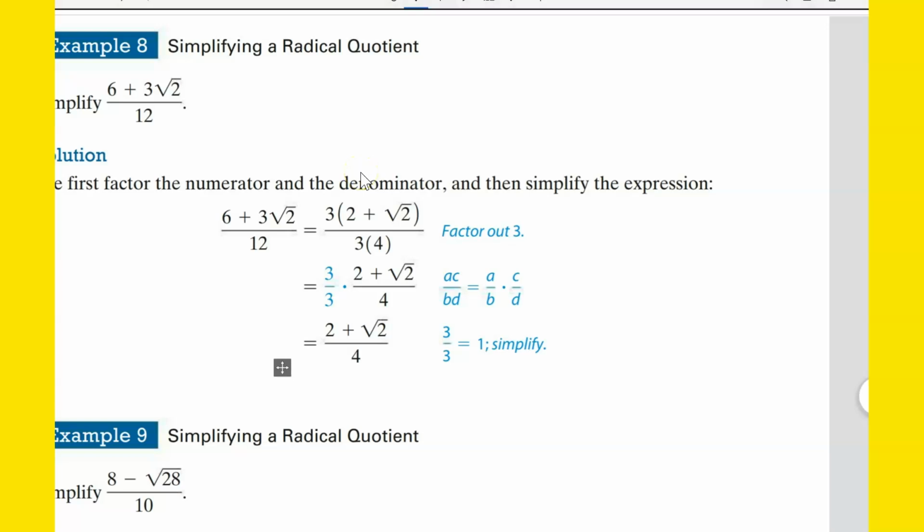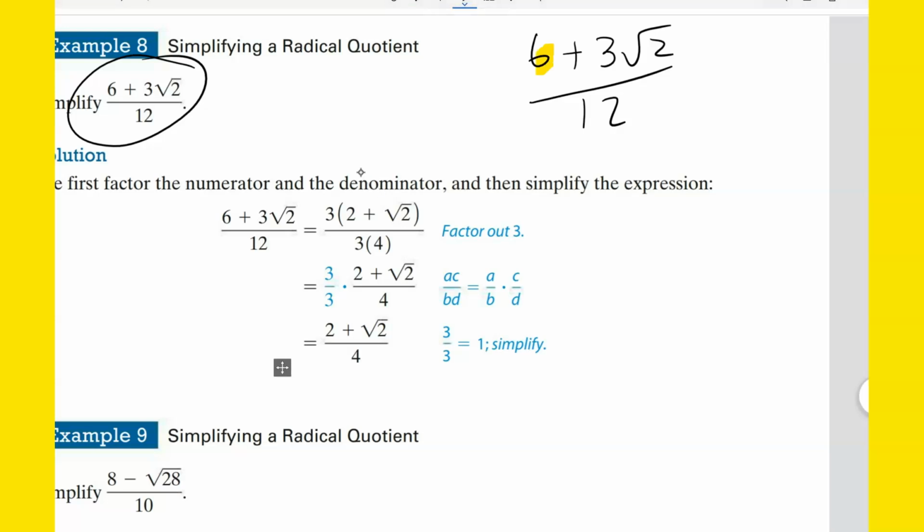All right, here we're told to simplify this radical quotient. Okay, we're simplifying this expression here: 6 plus 3 root 2 over 12. I want you to think about that this is a term, this is a term, and this is a term. And all 3 of those terms can all divide by the same number. All right, we cannot touch what's under the radical.